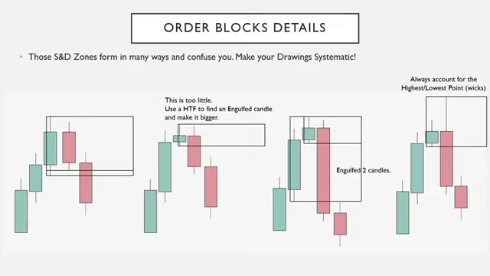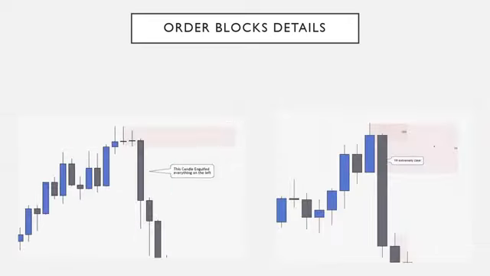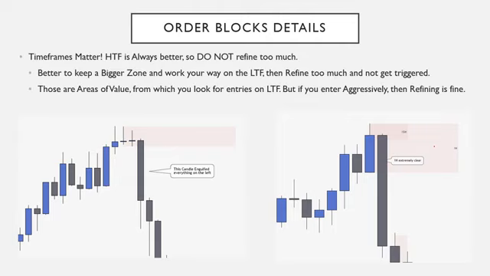And again, guys, very important, make your drawing of the zones systematic. So you draw them exactly the same way every single time. Here is an example of why timeframes matter and why higher time frame is always better. So once again, do not refine too much. It's much better to keep a bigger zone and work your way on the lower time frame than to refine too much and then just not get a tap of your zone, right?